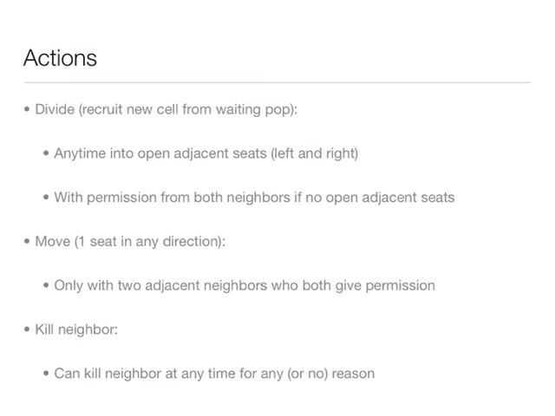You were able to do three things, right? You were able to divide if you had adjacent seats next to you or if both of your neighbors on either side gave you permission. You were able to move one seat in any direction if you had two neighbors who both gave you permission. And you're always able to kill a neighbor anytime for any reason.